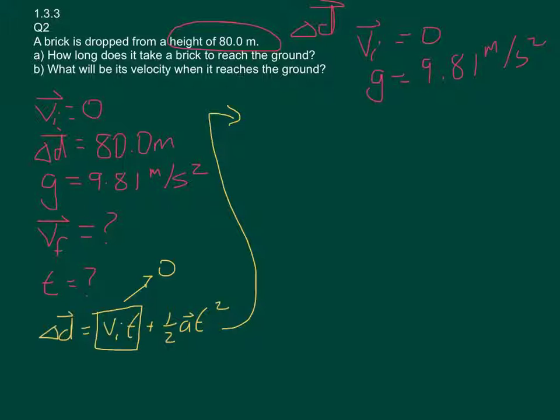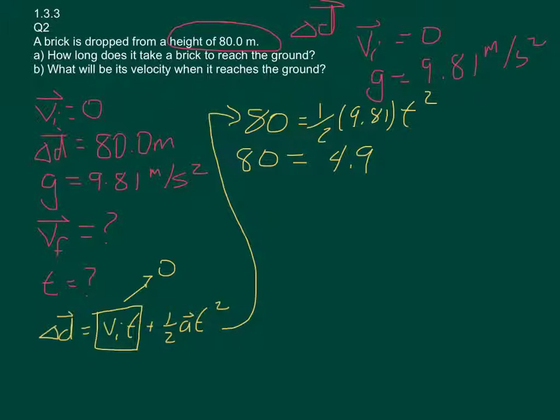And we know delta D is 80. And the VIT is 0, so I'm taking that right out. I got 1/2 A, which is 9.81, T squared we are solving for. So I've got 80 equals half of 9.81, which is 4.9, T squared.